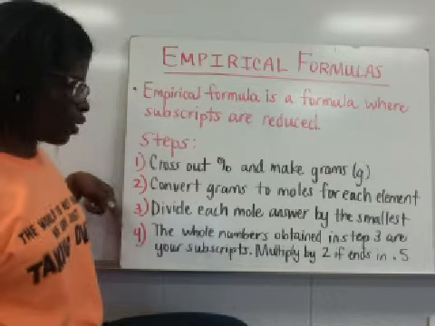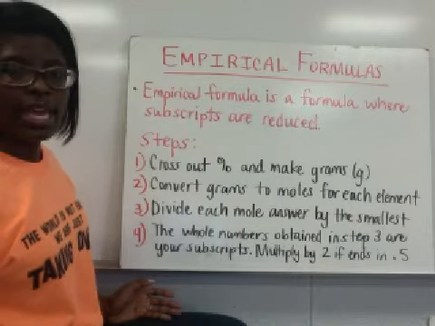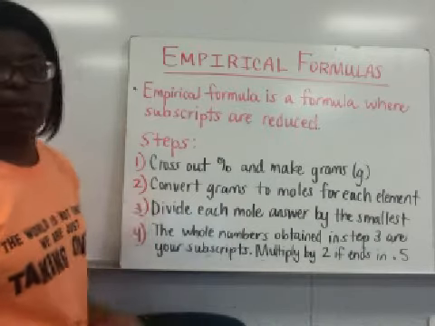And then step 4, the whole numbers obtained in step 3 are then going to be used for your subscripts for the formula. If it happens to end in 0.5, then you're going to multiply by 2.